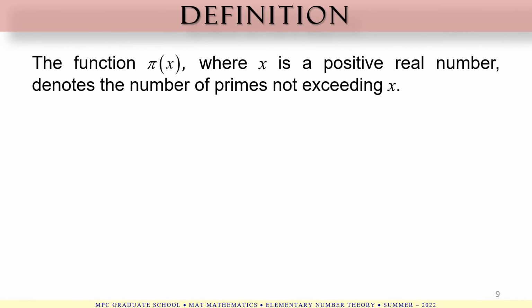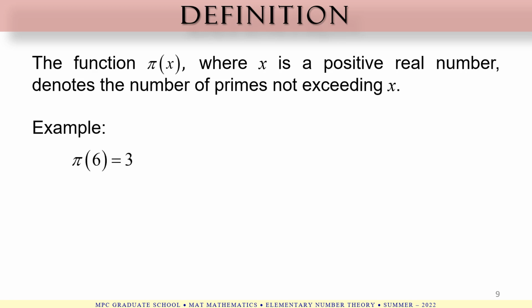A prime number is a positive integer that is divisible only by itself and 1. To quantify the number of primes, let's define a function pi of x to give the number of primes less than or equal to x. This function has nothing to do with the number pi. This is just the traditional name for the function.